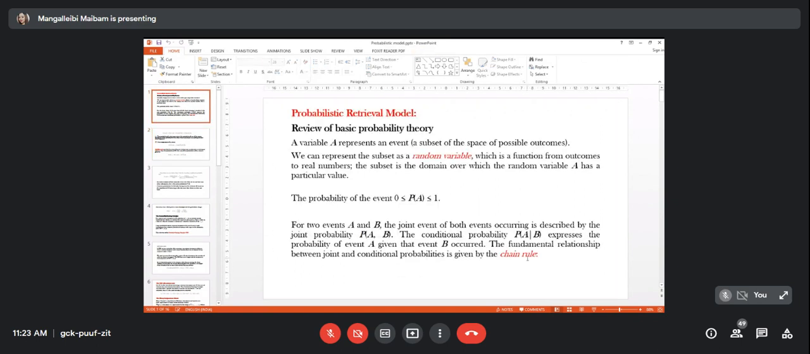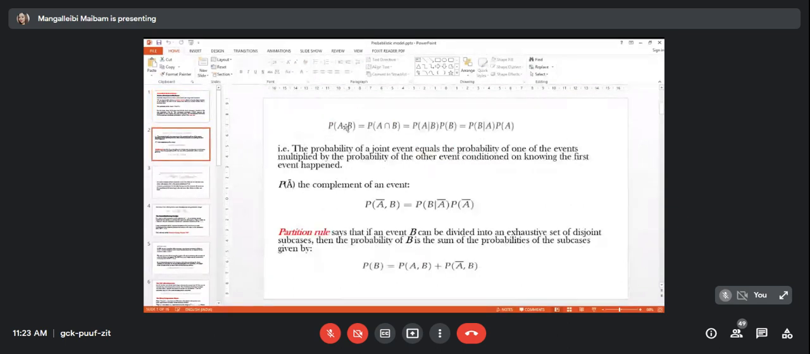The first one is known as the chain rule. The chain rule is where we find the joint probability of A and B, and the complement of an event is given by this formula. And the partition rule: the probability of B is given by the joint probability of A and B plus the joint probability of the complement of A and B.